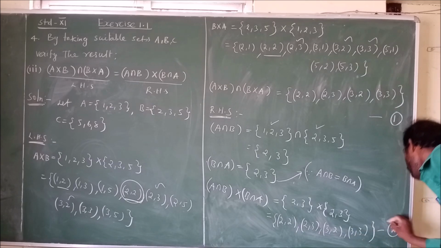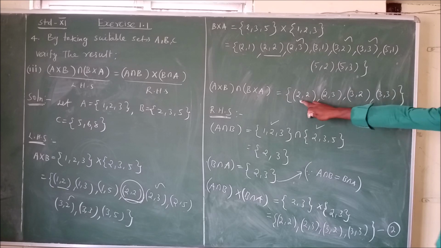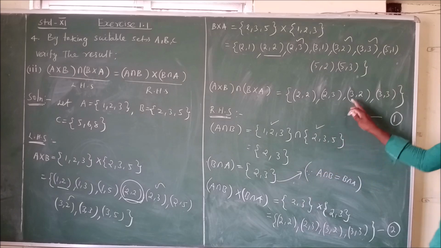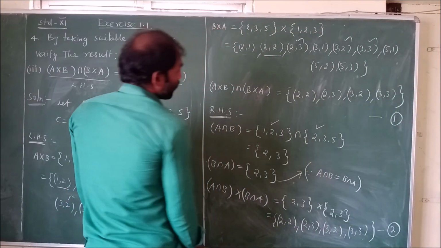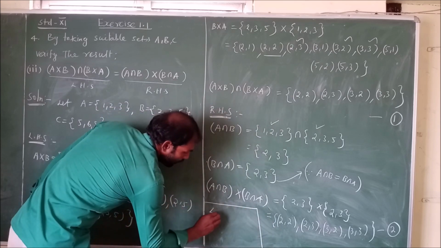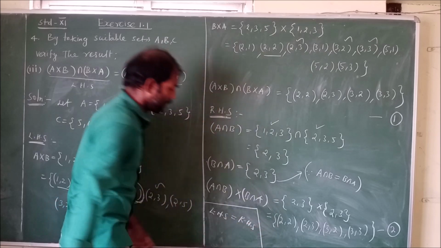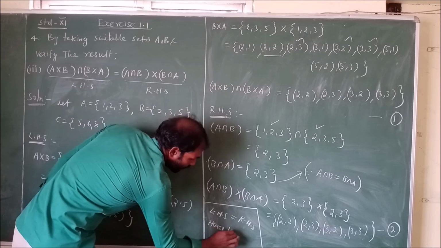So this is equation number 2. Compare 1 and 2. Equation 1 has (2,2), also (2,2); (2,3), (2,3); (3,2), (3,2); and (3,3), (3,3). Both 1 and 2 are equal. Hence LHS equals RHS. Hence verified.